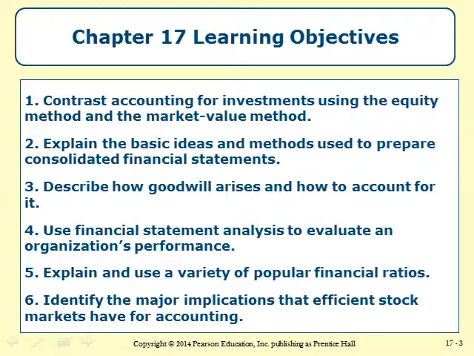So when we finish this chapter, what we want to be able to do is to contrast accounting for investments using the equity method and the market value method, explain the basic ideas and methods used to prepare consolidated financial statements, describe how goodwill arises and how we account for it, use financial statement analysis to evaluate an organization's performance, explain and use a variety of popular financial ratios, and identify the major implications that efficient stock markets have for accounting.